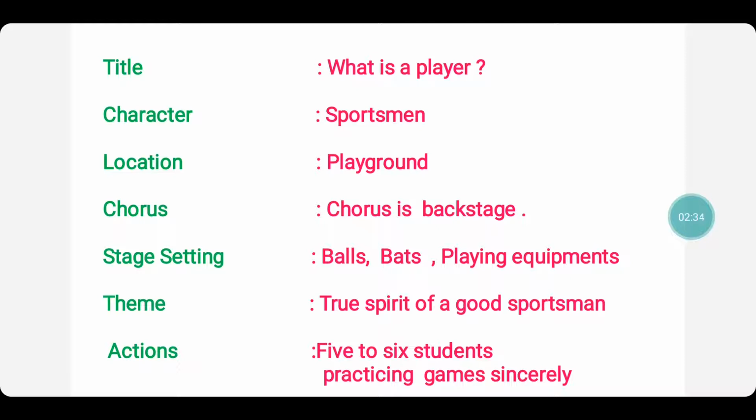Actions. Actions is how we are going to enact the poem. That is 5 to 6 students practicing different games. Very sincerely they are practicing the game speed, or how to go towards victory. That is how they are practicing on stage.